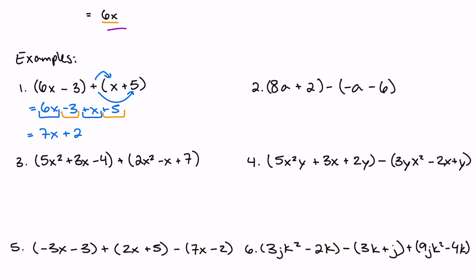For question 2, we have a negative sign being applied to both of our terms inside the brackets, so to our negative a and also to our negative 6. And so we can rewrite this as 8a plus 2. That stays the same. And then negative times negative gives us a positive a, and a negative times a negative would give us a positive 6. And now when we simplify, 8a plus 1a would give us 9a. And 6 plus 2 gives us 8. So that would be our answer.